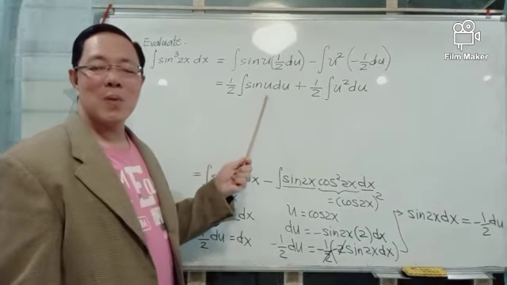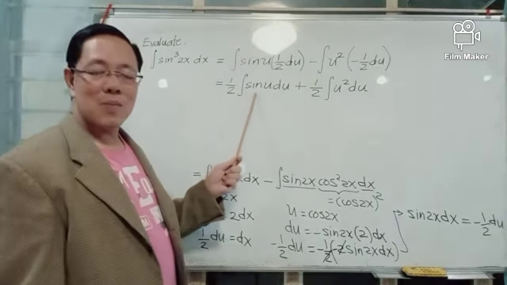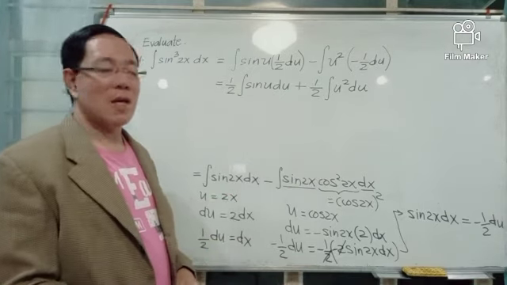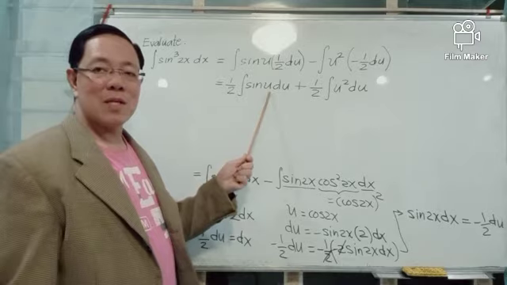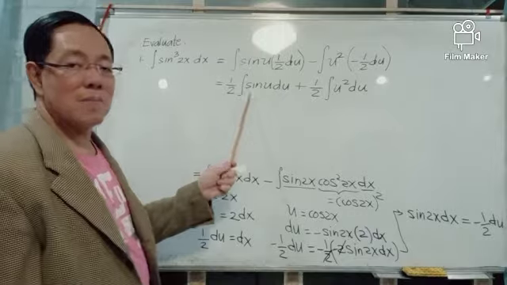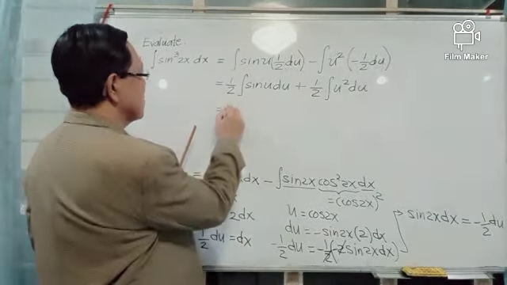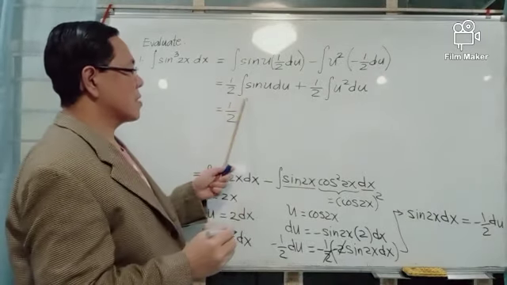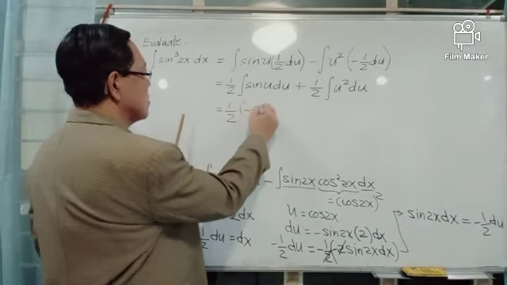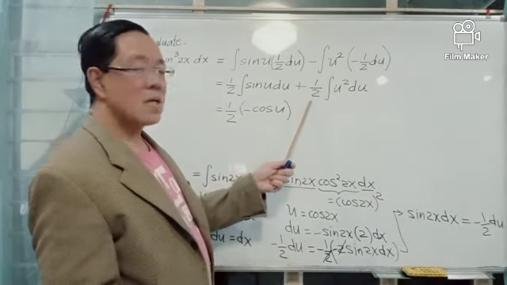For sine u du, we apply the integration rule for the integral of sine. And the integral of sine, we said earlier, is equal to negative cosine u. Our variable of integration now is u, where u is 2x for the first term. So the first term is equal to 1/2 times the integral of sine u with respect to u, which is negative cosine u, plus 1/2.